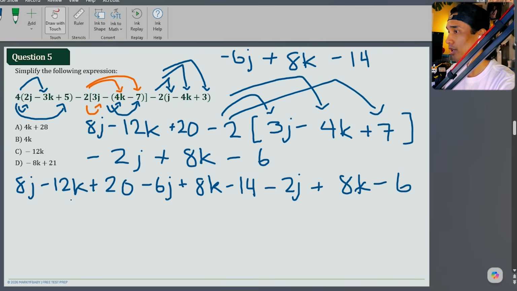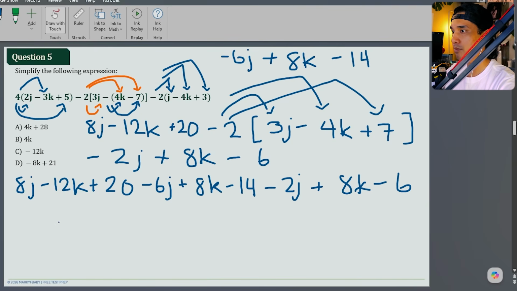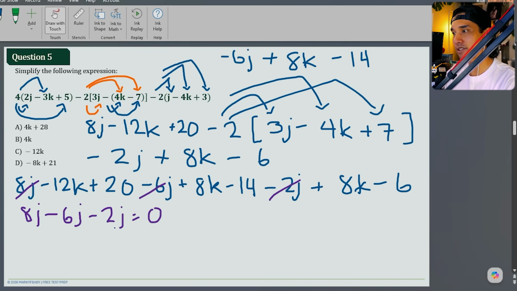Now all we're going to do is combine like terms. Super easy from this point. So let's just write that in purple. 8j, and then minus 6j and then minus 2j. Let's just cross them out because we're already using them. And what is 8j minus 6j minus 2j? That is 0. Negative 6j minus 2j equals negative 8j, and then you combine that with a positive 8j, and they cancel each other out. So let's go on to the next one.